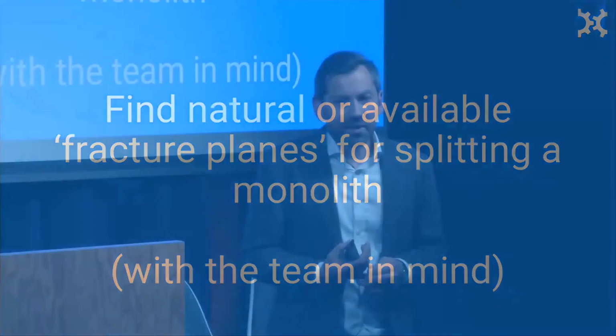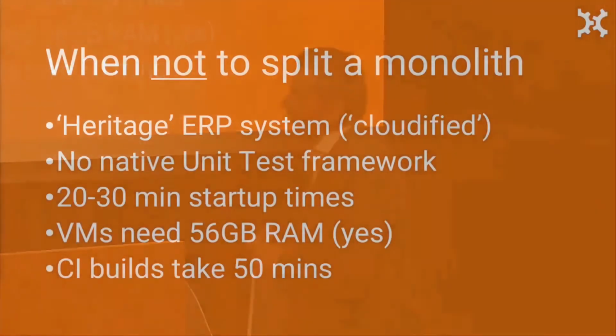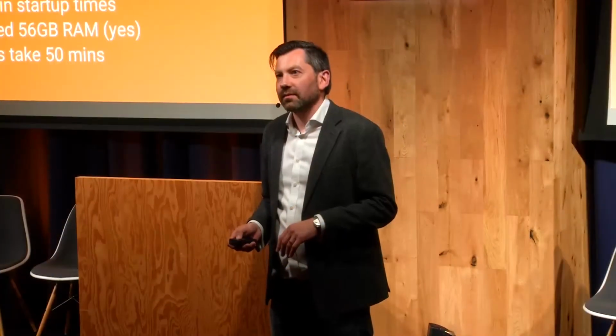There are some situations in which you should not split a monolith. I'm not going to dwell on it, but we've worked in a situation where the VMs needed 56 gig of RAM to work. The CI build took 50 minutes. The VM took 30 minutes to start up, and it was basically an ERP system that someone had thrown into the cloud. So don't do it in those situations, but you can think about it almost everywhere else.